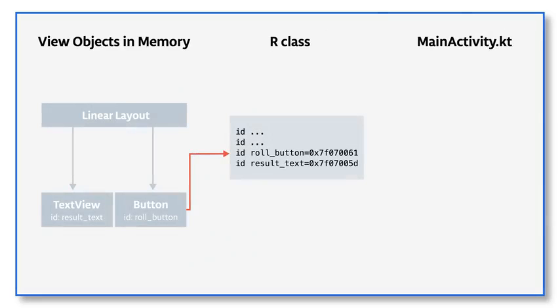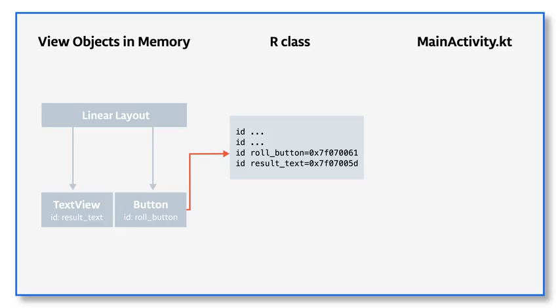Every time we define an ID for a view in the XML file, Android Studio will automatically create an integer constant with that ID's name. It does this in a generated class called R. R stands for resource. This class holds a mapping of all the resources matched to the view IDs that exist in the project. So if you name a view role_button, it'll auto-generate and create an integer constant called role_button in that R class.